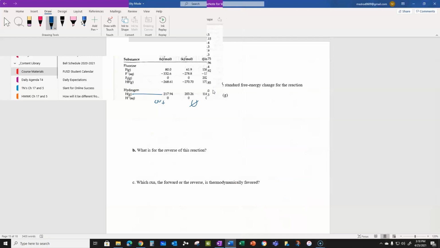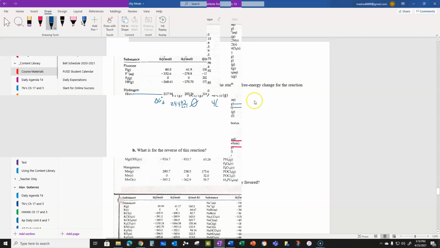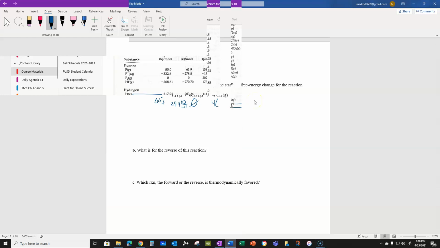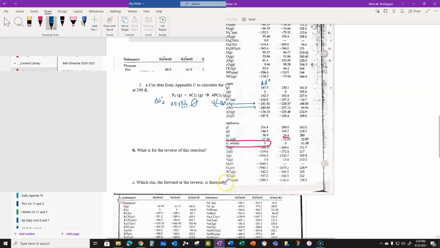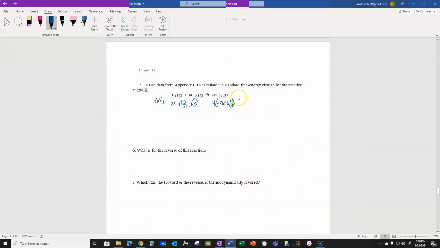So I'm going to write this on here: 24.4 kJ per mole. And then I have right here, I'm going to be taking 4 times PCl3. PCl3 as a gas was negative 269.6 kJ per mole. I want to make sure I wrote that down before Lily says I had some dyslexia going on. PCl3 as a gas, and yeah, negative 269.6. Okay. All right. So we have this value for delta G, and then 0, and then this one.